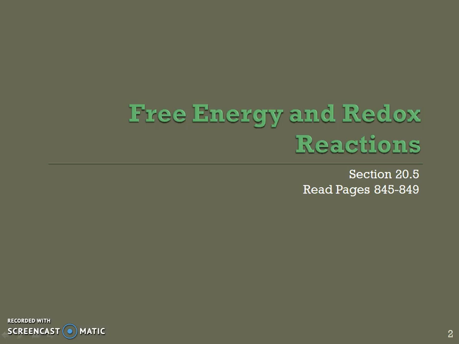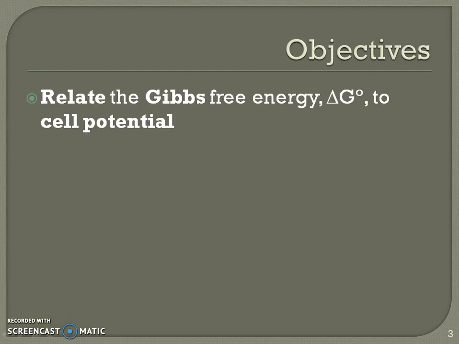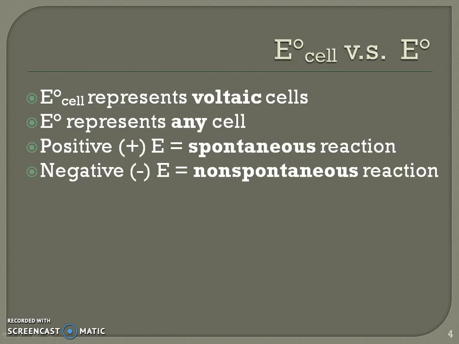This is Mrs. O'Neill for AP Chemistry, Chapter 20, Section 5, Free Energy and Redox Reactions and how they're related to each other. There's that delta G again, and how it's related to that cell potential in redox reactions. So again, pause the video, fill in the blanks, and then play to hear my words.